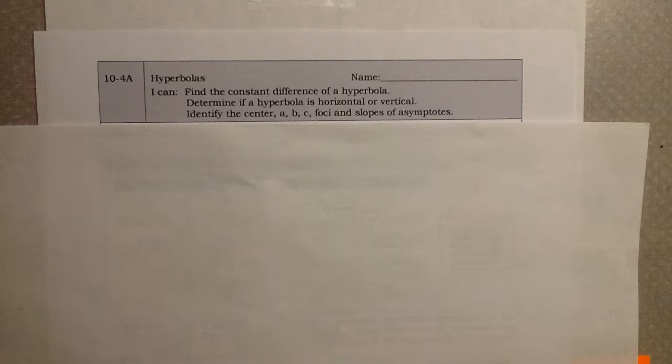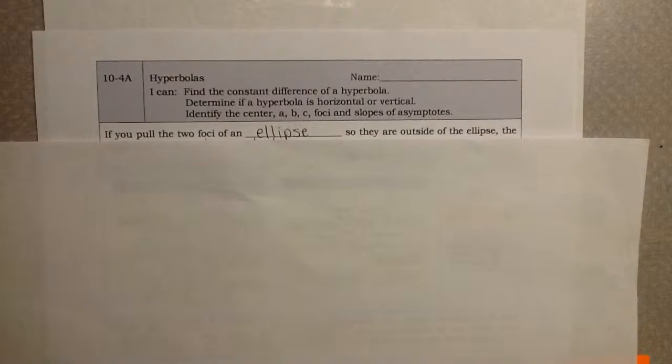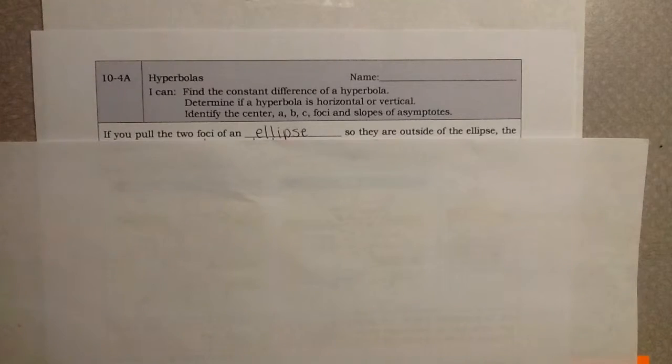Also identify the center, A, B, C, foci, and the slopes of the asymptotes. If you pull the two foci of an ellipse so that they are outside of the ellipse, the result would be a hyperbola.